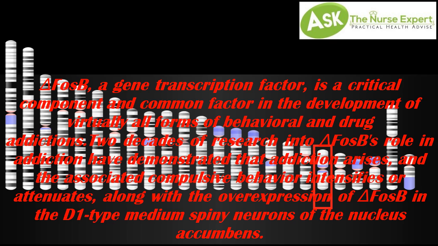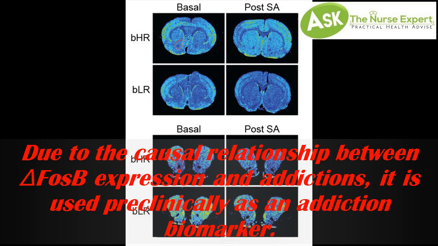ΔFosB, a gene transcription factor, is a critical component and common factor in the development of virtually all forms of behavioral and drug addictions. Two decades of research into ΔFosB's role in addiction have demonstrated that addiction arises, and the associated compulsive behavior intensifies or attenuates, along with the overexpression of ΔFosB in the D1-type medium spiny neurons of the nucleus accumbens. Due to the causal relationship between ΔFosB expression and addictions, it is used preclinically as an addiction biomarker.